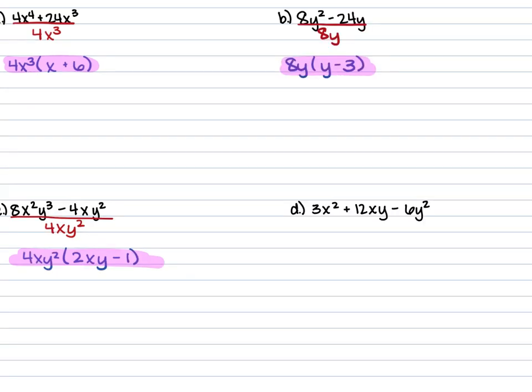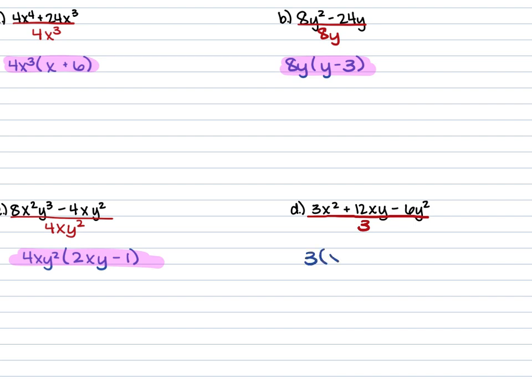For example D, we have 3x squared plus 12xy minus 6y squared. So all of these are divisible by 3. If you look, the first term and the second term have an x on them, but the third does not. So you cannot factor an x because not all the terms have an x. The last and the middle term have a y attached to them, but the first does not. So you cannot factor a y out either. So the only thing you can factor out from here is a 3.